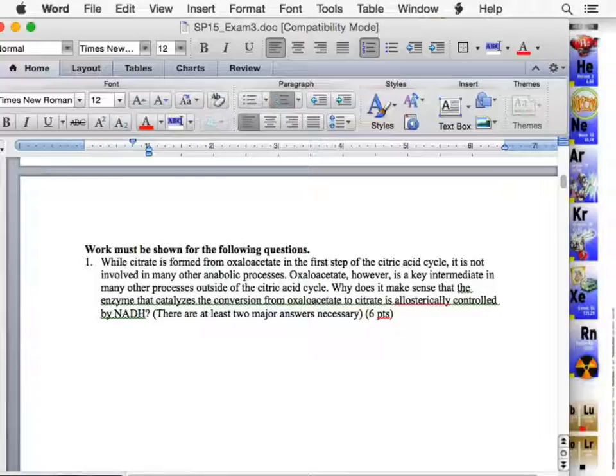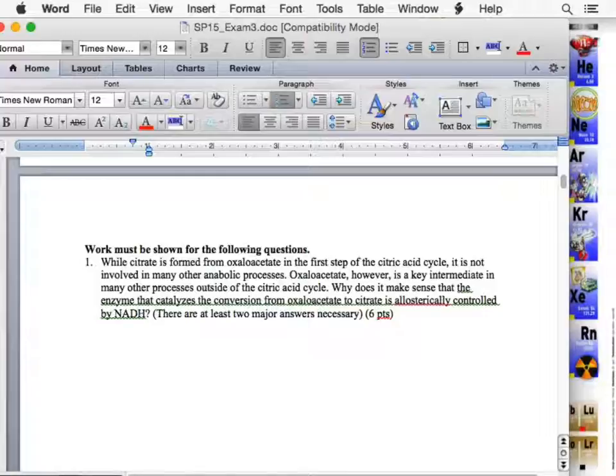So it's looking at the two functions. One part is looking at the goal of the citric acid cycle, which is to produce energy. The other part generates molecules that can be used in other processes, like anabolism. Kind of makes sense.